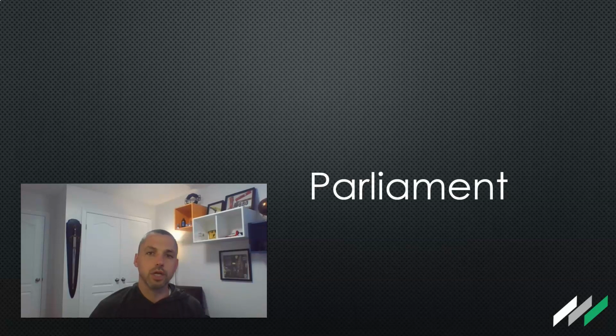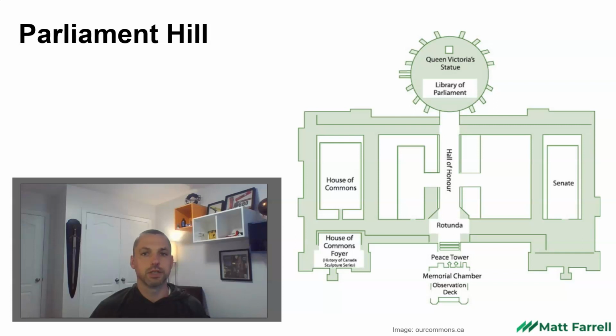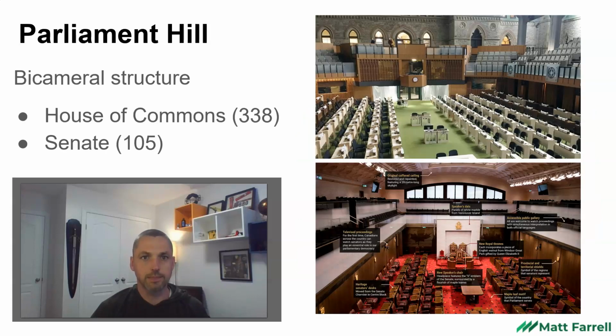In this video, we're going to look at the structure of Parliament. Canada's national government is located on Parliament Hill, and Parliament Hill is a very large complex, very majestic and historic. There's a Library of Parliament and then the two chambers, the House of Commons and the Senate.